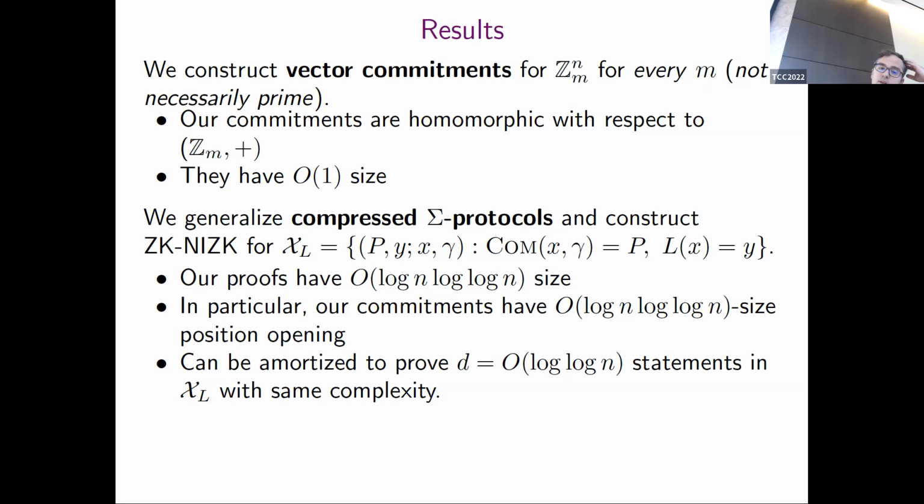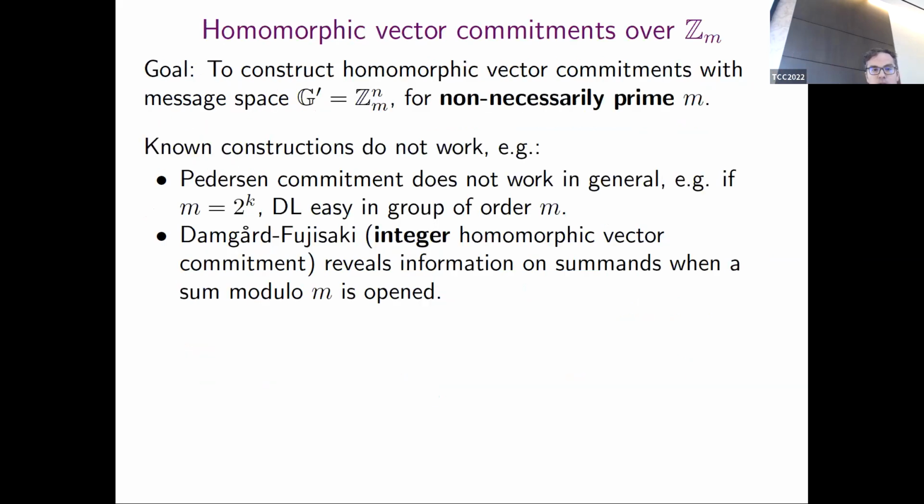And in fact, it's a bit better because we can even amortize this. So this complexity is for opening, or proving a statement over, one vector. But in fact, we can prove many statements of this form with the same complexity. So this is somehow batched or amortized. Yeah, so now for the rest of the talk, let me give some details.